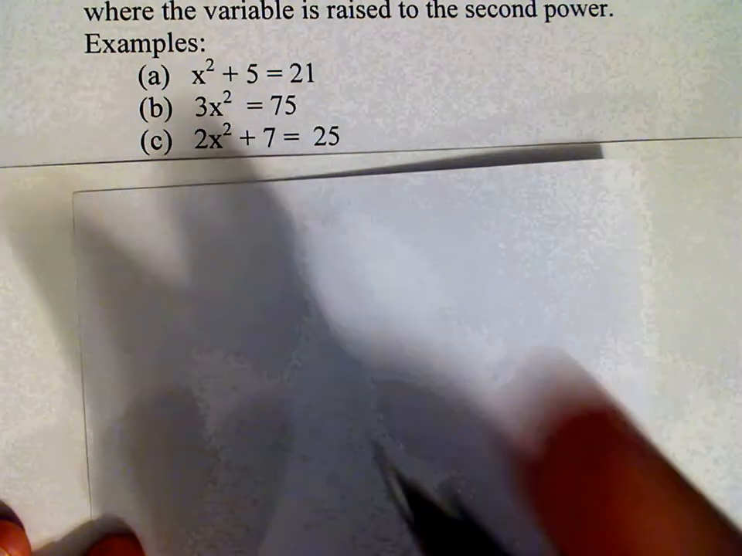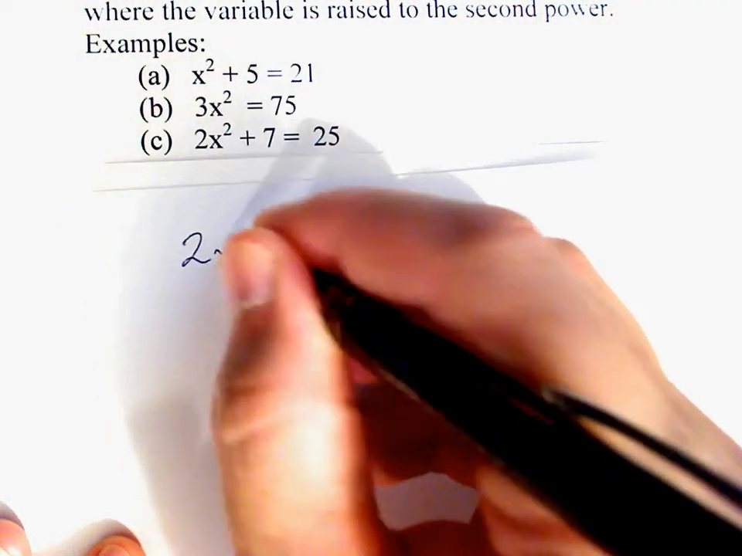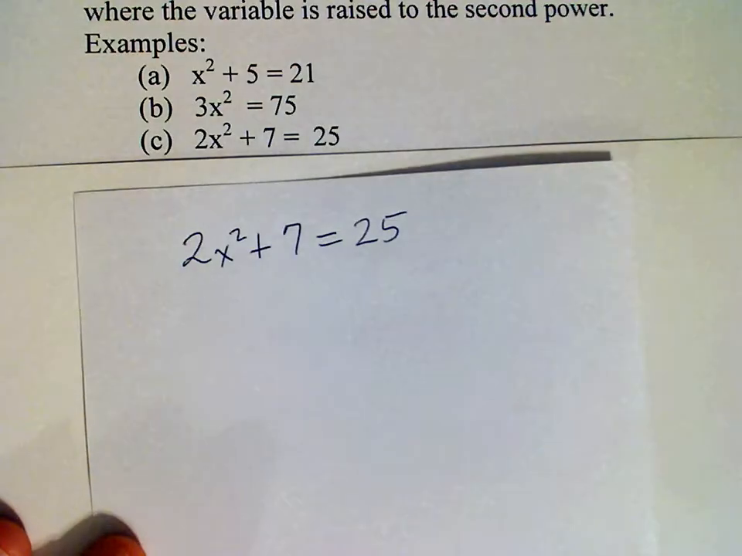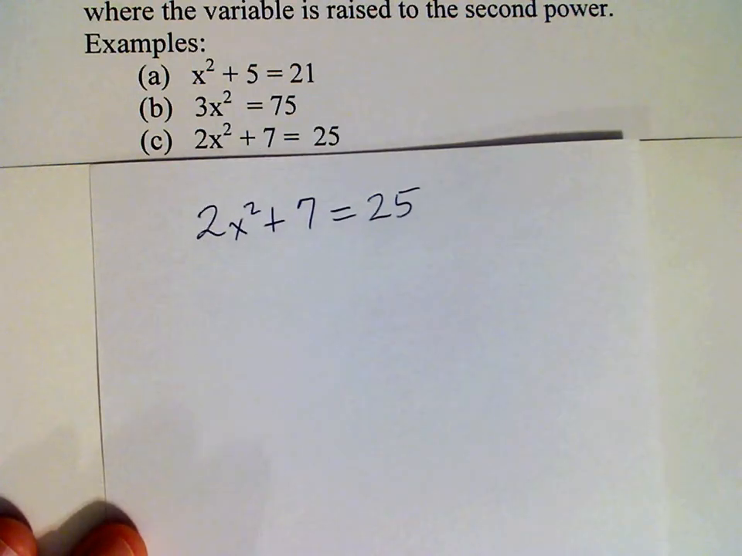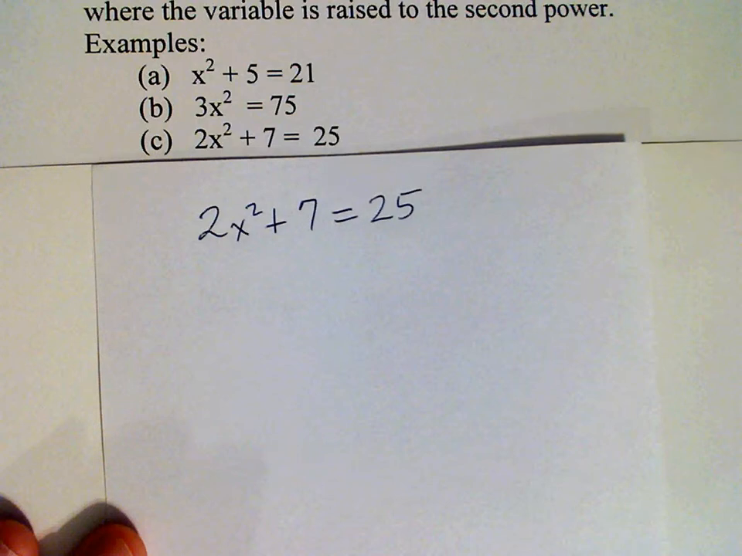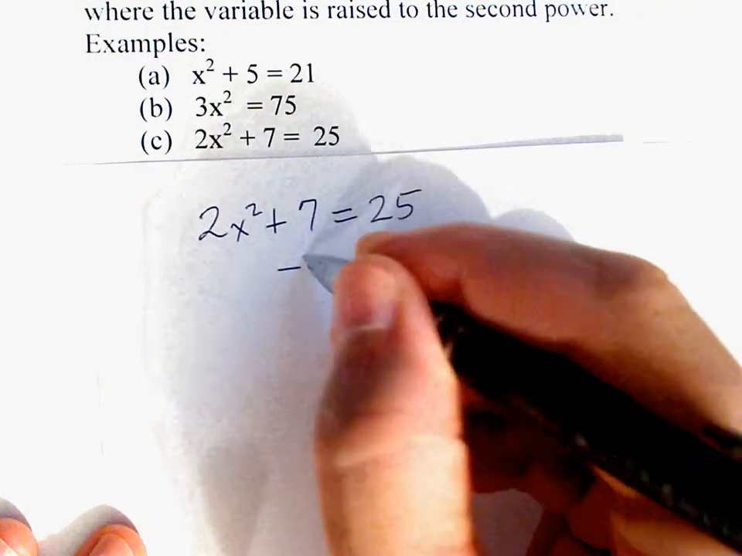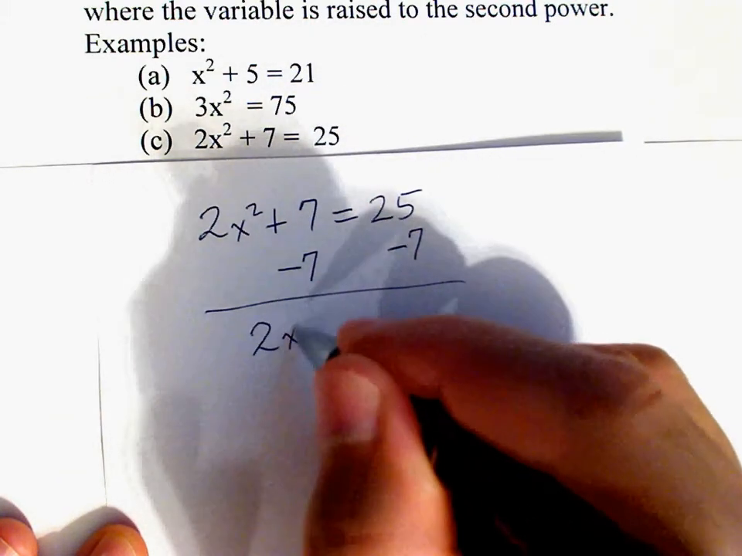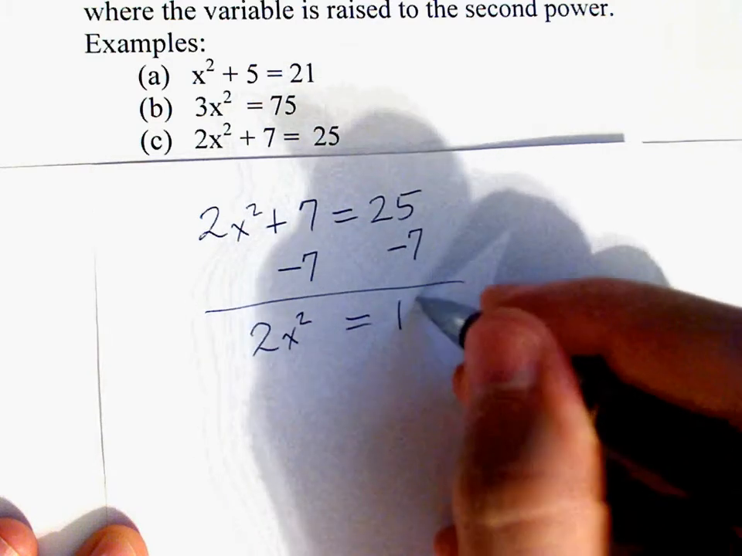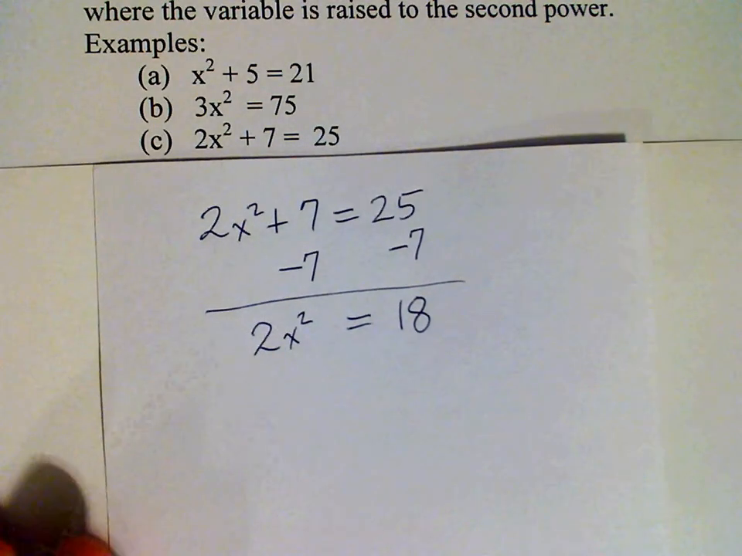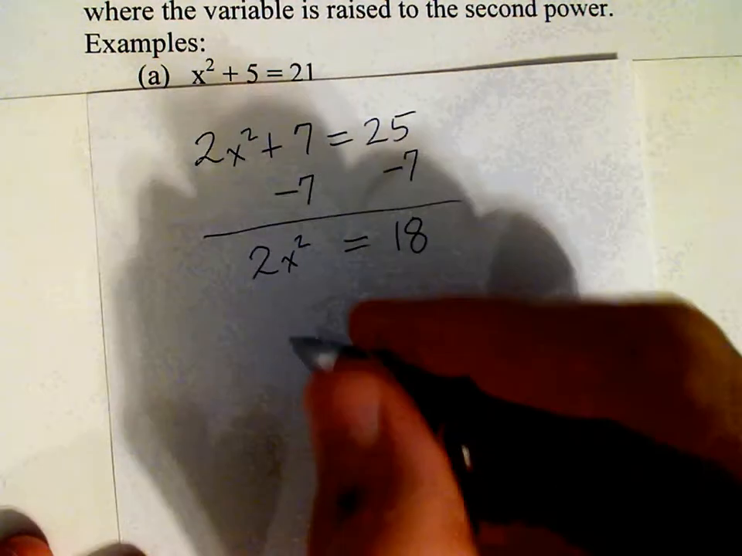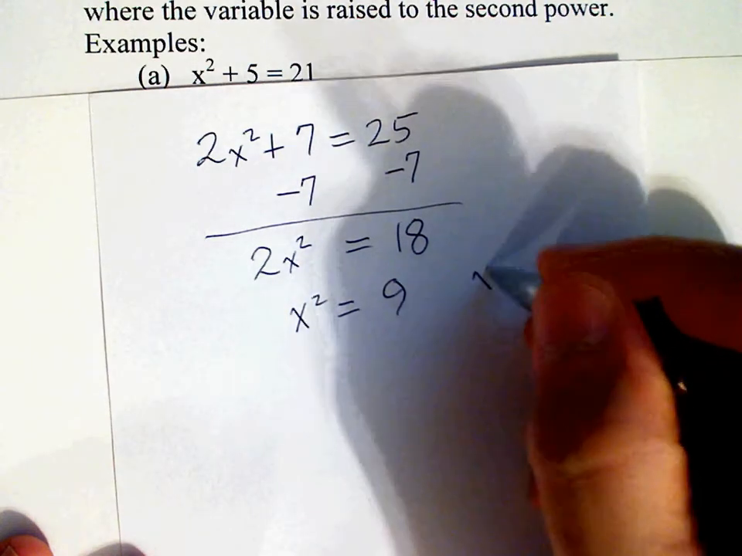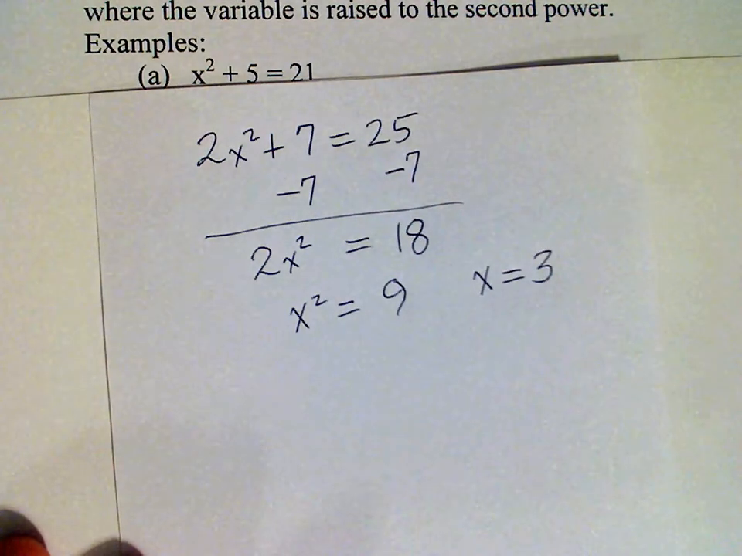In the third example, we have 2x squared plus 7 is equal to 25. In this example, we need to apply both the addition and multiplication properties to isolate x squared. We start, as usual, with the addition property. Subtracting 7 from each side leaves us on the left with 2x squared, and on the right we have 18. Well, if 2x squared is equal to 18, then x squared is equal to 9, that's clear. Now we can take square roots and get our solution, x is equal to 3.